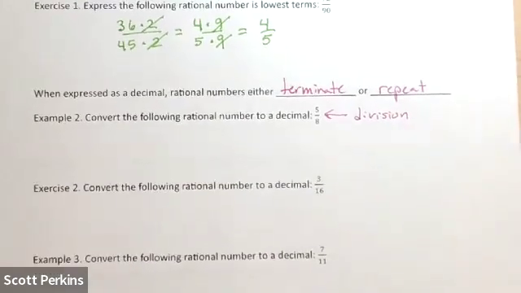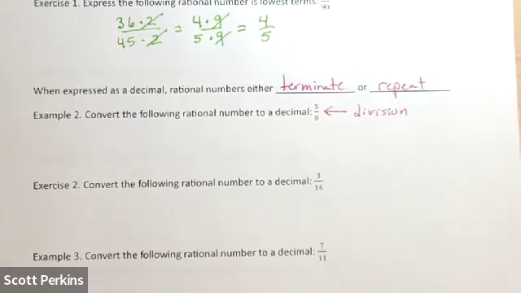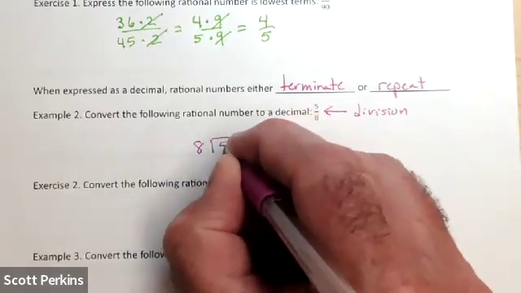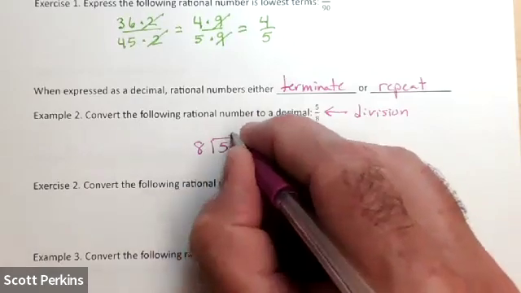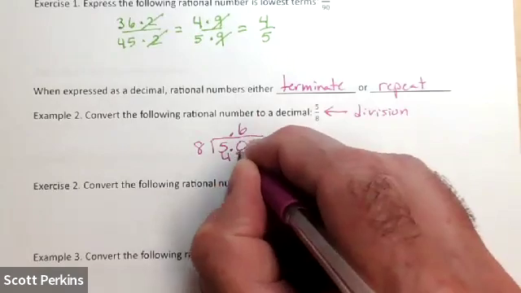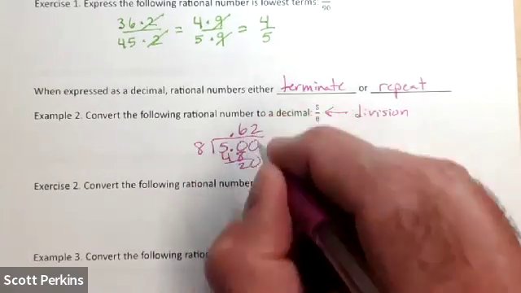I know you can fully well use your calculator, but for these two problems, just humor me and we're going to do the division. 5/8. So I'm going to take 8 and divide it into 5. I'm going to put a decimal here. 8 goes into 50 6 times. I'm going to add another 0. 8 goes into 20 twice.